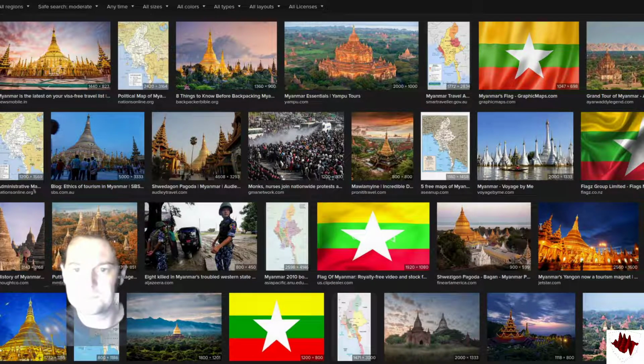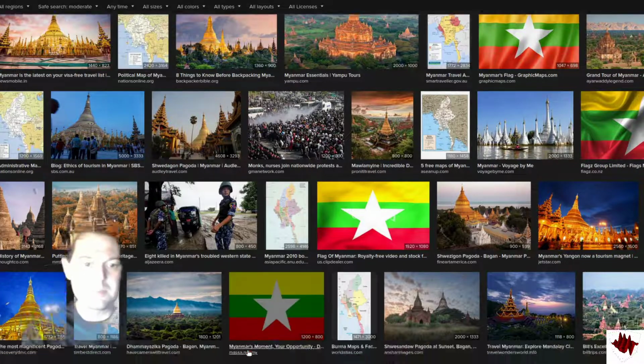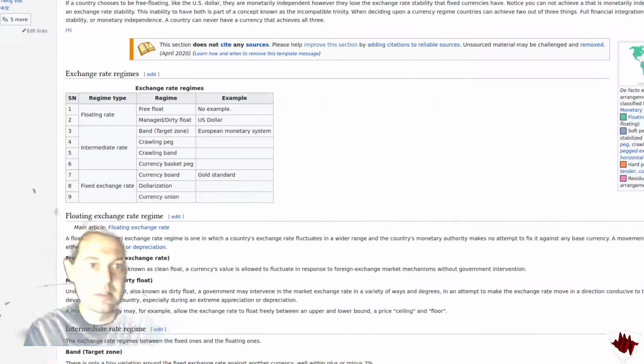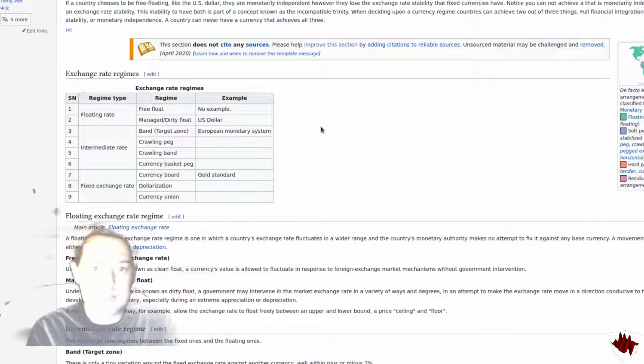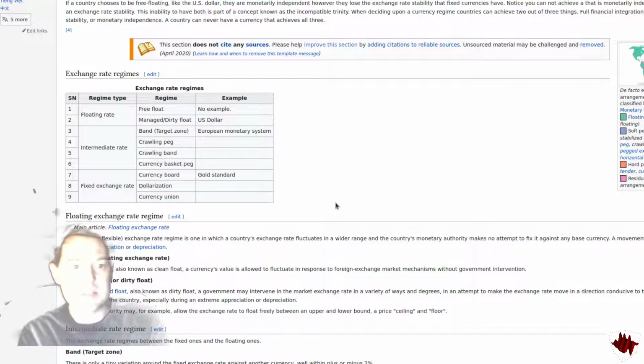Okay, let's get into it. So there's 38 exchange rates. And I won't get into all the different exchange rate valuation schemes that there are. There's many different ways of valuing a currency. We can see some listed here: the floating exchange rate, the fixed exchange rates, dollarization, these kinds of things.